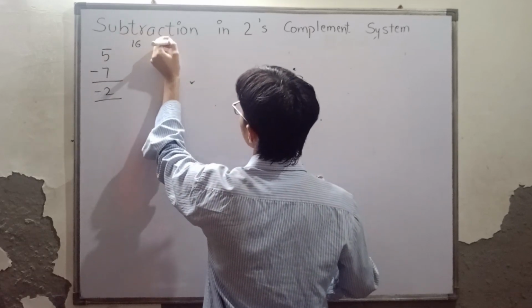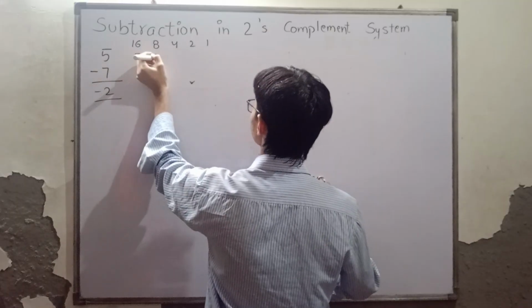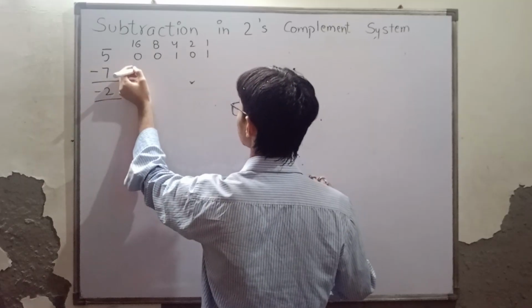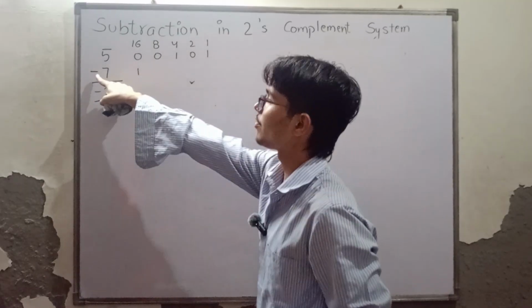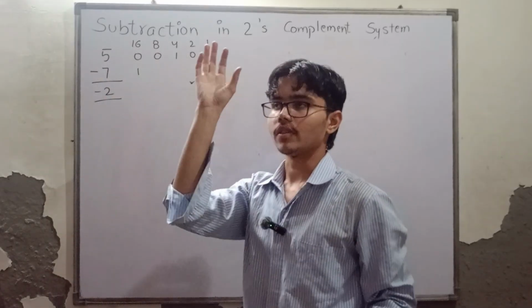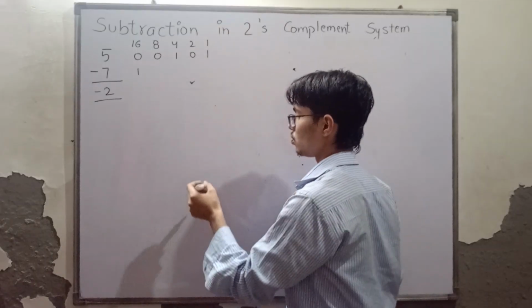16, 8, 4, 2, 1. How do you write 5? A positive number is just converted into binary. For a negative number, the first bit represents the sign, and that's how you represent 7 in 2's complement form. Represent 7 in your mind and do the 2's complement.